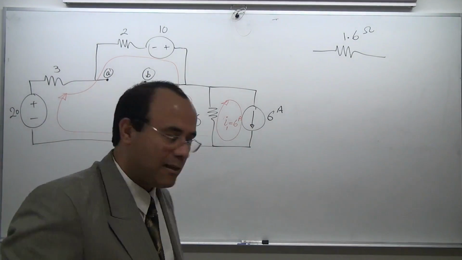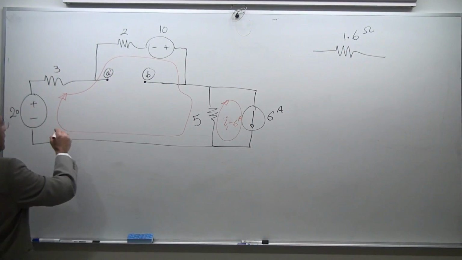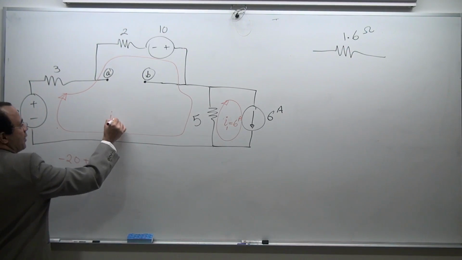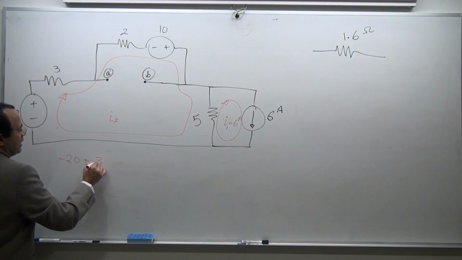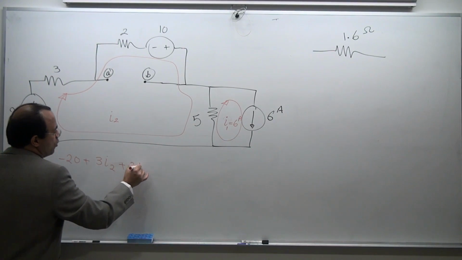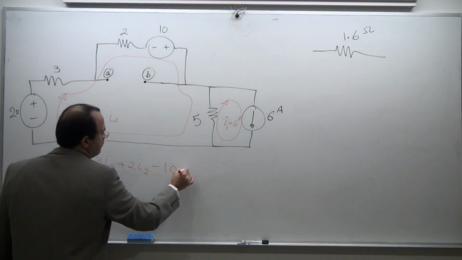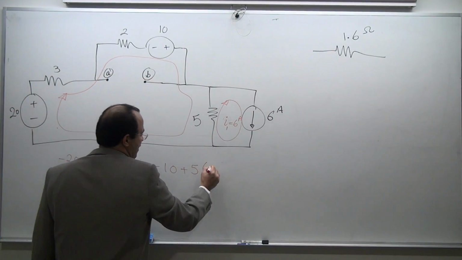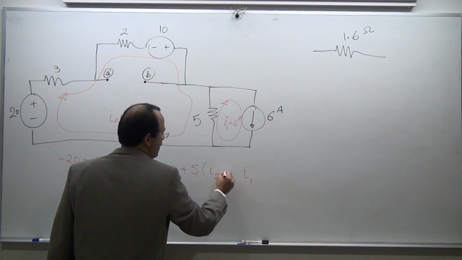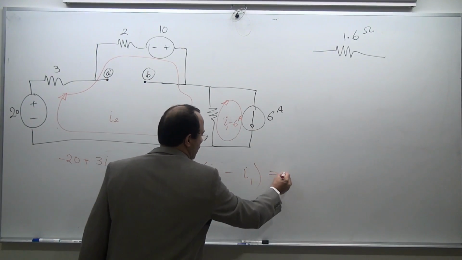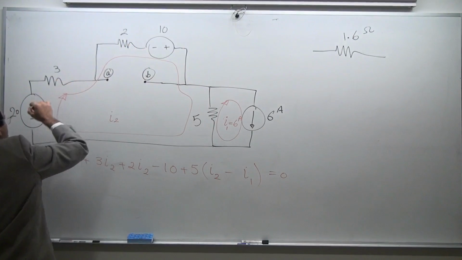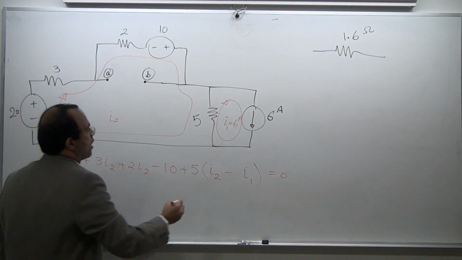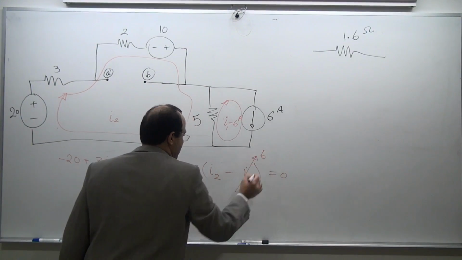1 equation. So far, you have to write the KVL for this loop. It's going to be minus 20 plus, let's call this I2 for now, plus 3I2 plus 2I2 minus 10 plus 5. And I have 2 currents that go in. I2 is the master. I1 is a slave, and it's opposing, and it's equal to 0. 1, 2, 3, 4, 5 terms. And I know I1. I1 is actually 6.